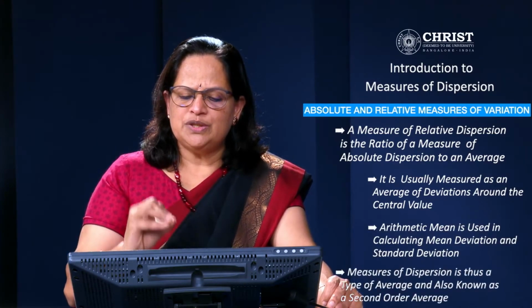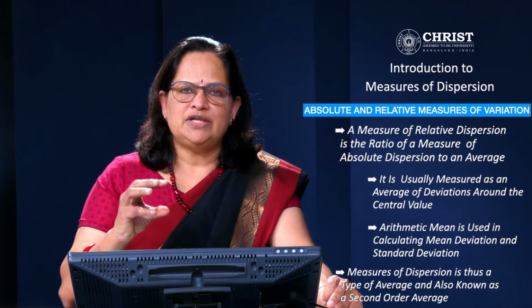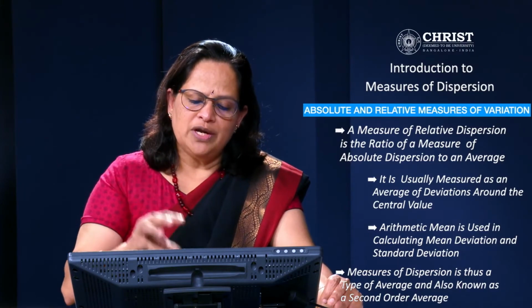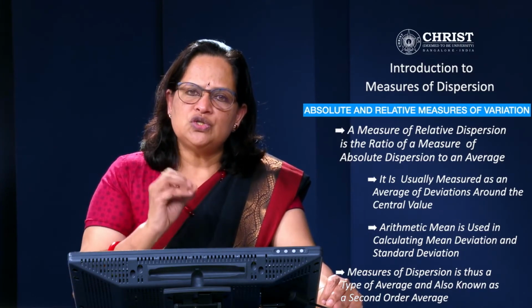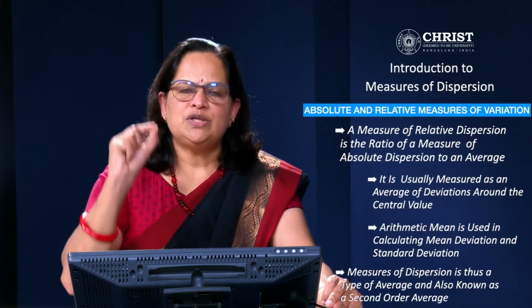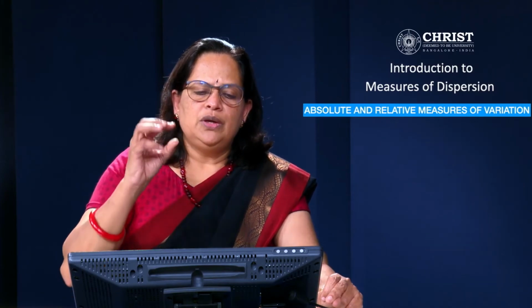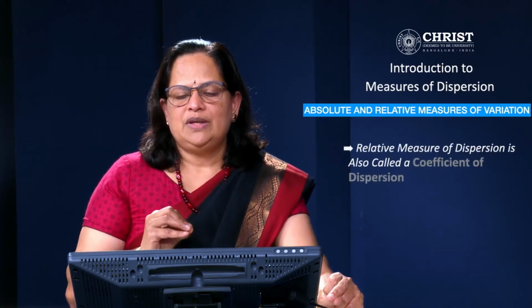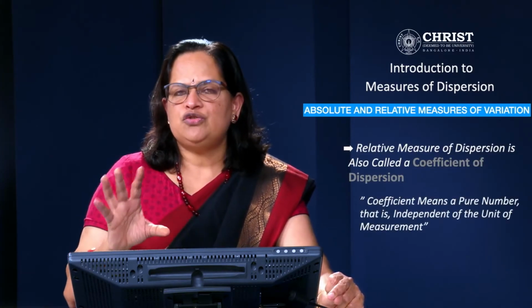And measures of dispersion is thus a type of average and also known as second order average, because from the mean we are computing the deviation. That is why measure of dispersion is also called second order average. Now relative measure of dispersion is also called coefficient of dispersion, meaning coefficient means a pure number that is independent of the unit of measurement.